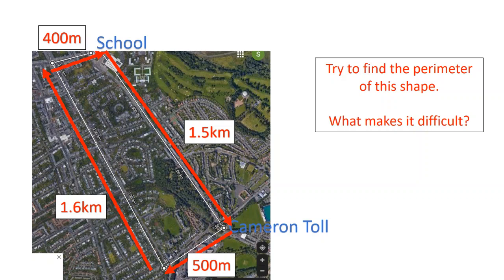Okay, we're now going to look at something that makes it more difficult, and it's based on what we did last week. So this shape, which is almost a rectangle but not quite, is a route from the school down to Cameron Toll, along to the next roundabout and back up. And the perimeter is 400 metres, add 1.5 kilometres, add 500 metres, add 1.6 kilometres. So I want you to stop and think, what makes finding the perimeter of this shape difficult?